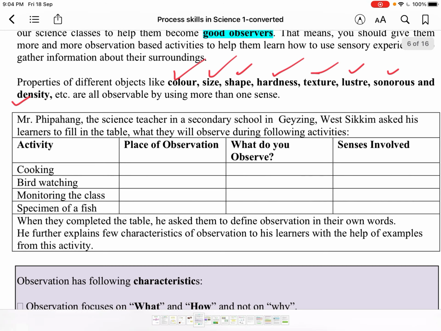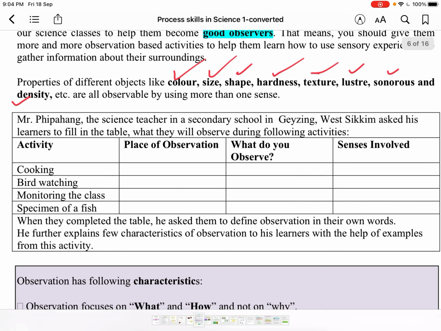Another activity, bird watching: place of observation, what do they observe, and senses involved. Another observation, monitoring the class. In their own class, they can monitor, they can see, they can observe. Similarly, what do they observe and which sense organs are involved, they can record. Then if you allow them to observe a fish, the place of observation may be in a pond or in an aquarium. What did they observe and which senses are involved in doing that observation work?